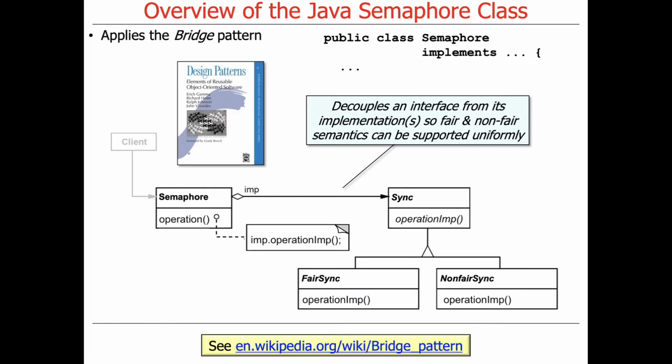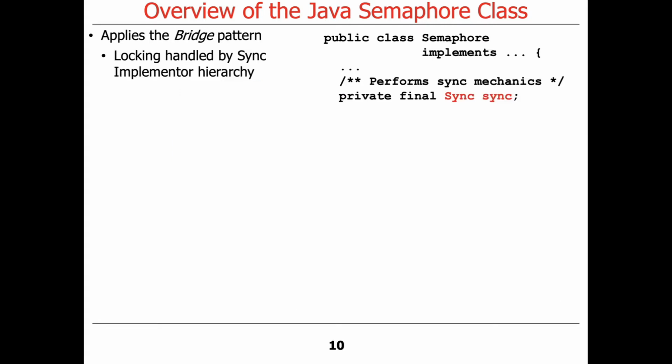The implementation of the semaphore class in Java applies the bridge pattern. This is a good old pattern from the Gang of Four book, as you can see here. You can read about it down there. And basically, in a nutshell, this pattern decouples an interface from its implementations so that fair and non-fair semantics can be supported uniformly. We're going to see this a lot in a lot of the core synchronizers in Java. You can have fair and unfair semantics, and I'll talk about what that means in a second.